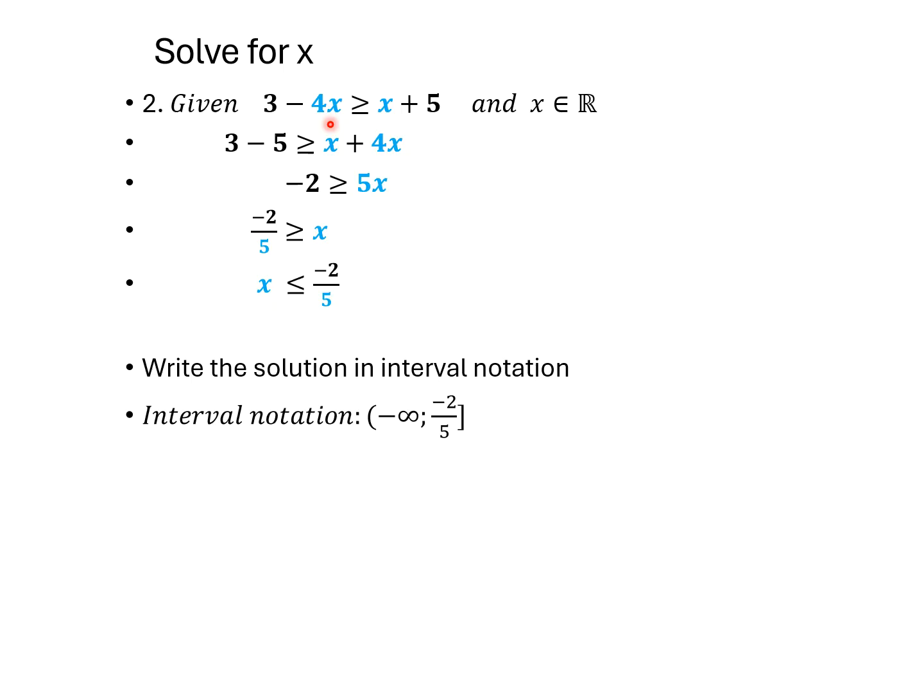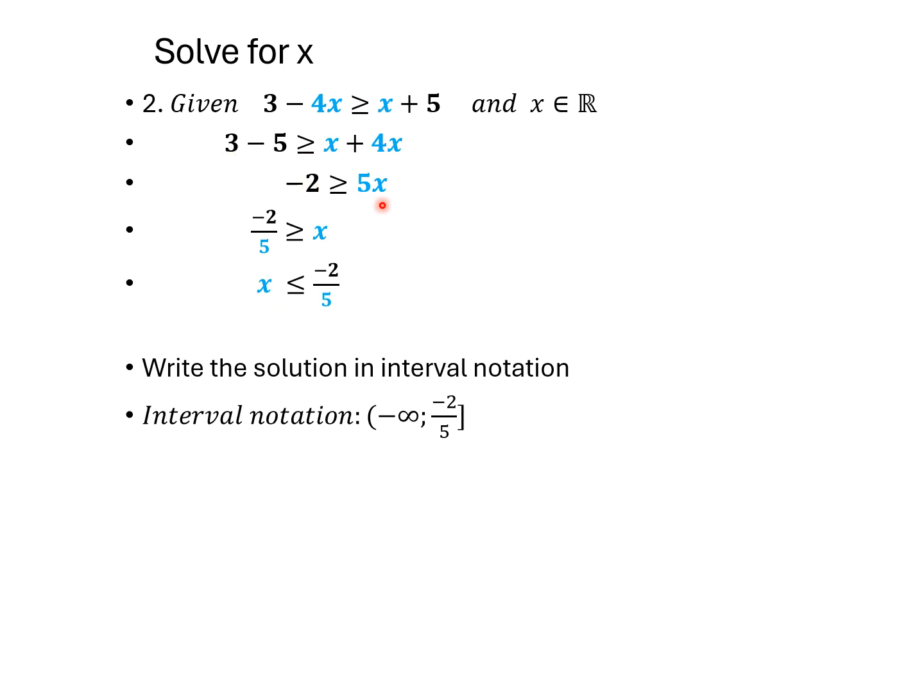Given 3 minus 4x greater or equal to x plus 5 and x element of real numbers. Alright? So again, my objective is I want all my x's on the same side. Right, so if I take negative 4 over, it becomes plus 4x. If I take plus 5 over, it becomes negative 5. X plus 4x would give me 5x. 3 minus 5 would give me negative 2.